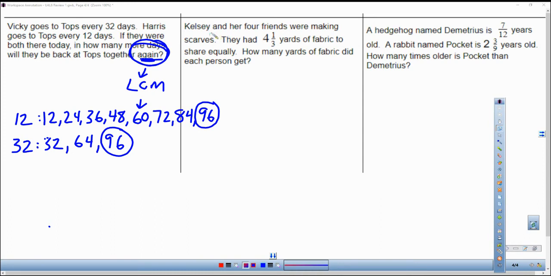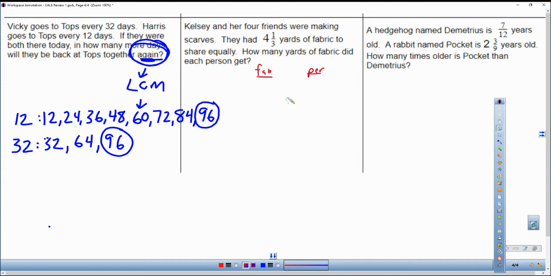All right. Kelsey and her 4 friends are making scarves. Nice. They had 4 1/3 yards of fabric to share equally. How many yards of fabric did each person get? Okay, so we're dividing the fabric for each person. So the fabric would go first. Fabric per person. Fabric, person. That's what it says.